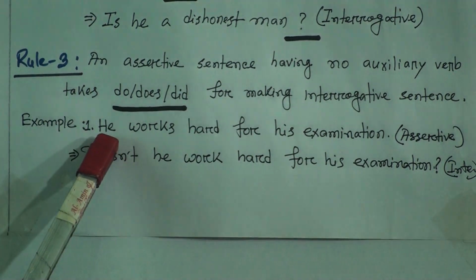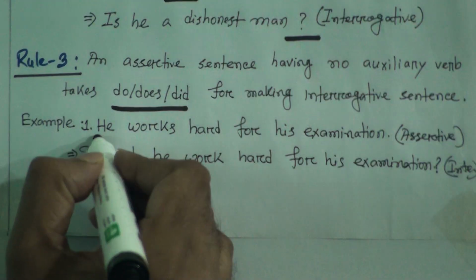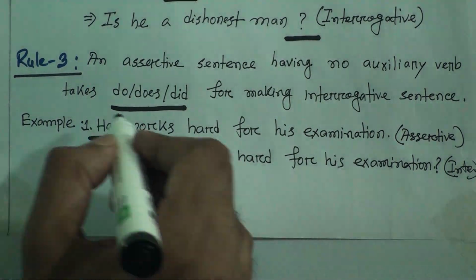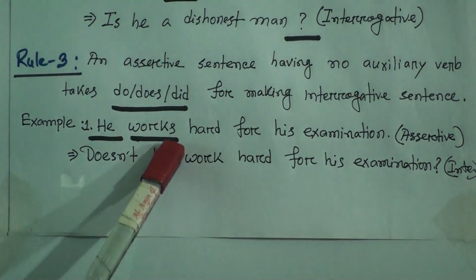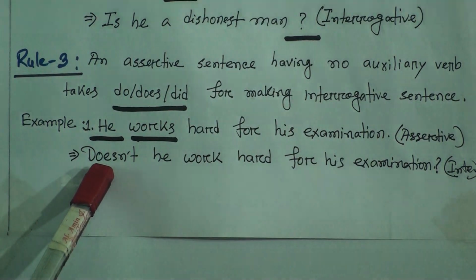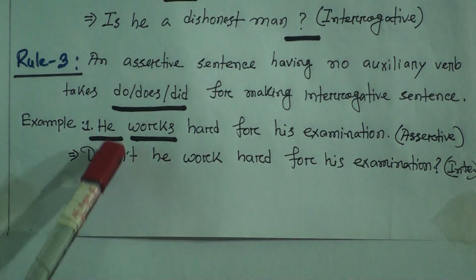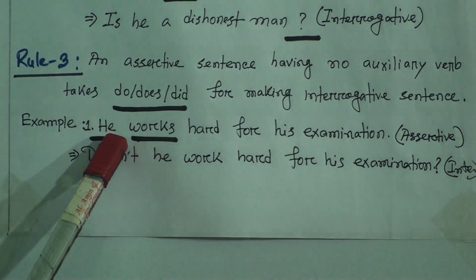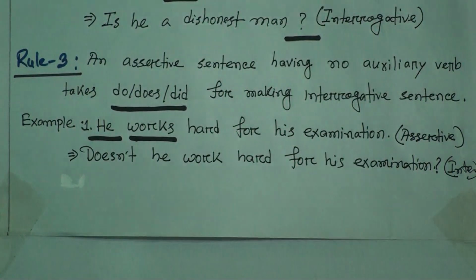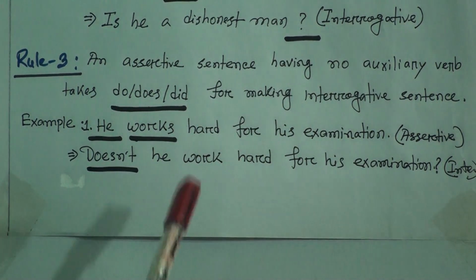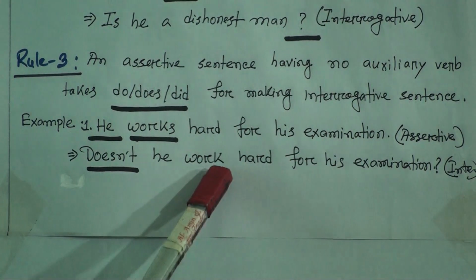Look, for example, he works hard for his examination. This is an assertive sentence. Here he is the subject, which is third person singular number, and works is the verb. There is no be verb in this sentence. For this reason, we have to take do, does or did. This is in present tense, so we have to take do or does, and he is the subject, third person, so we have to take does. And this is a positive sentence, so we have to make it negative. So, doesn't he work hard for his examination? This is the transformed interrogative of this sentence.